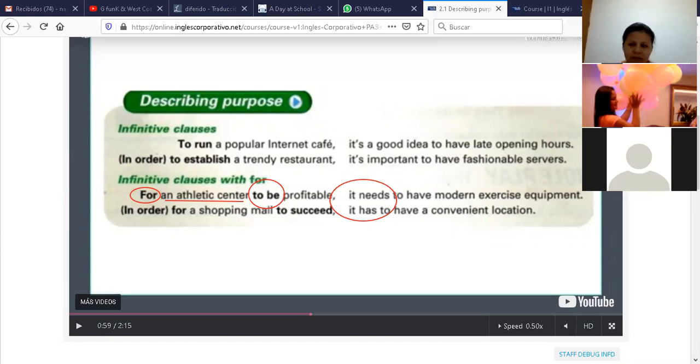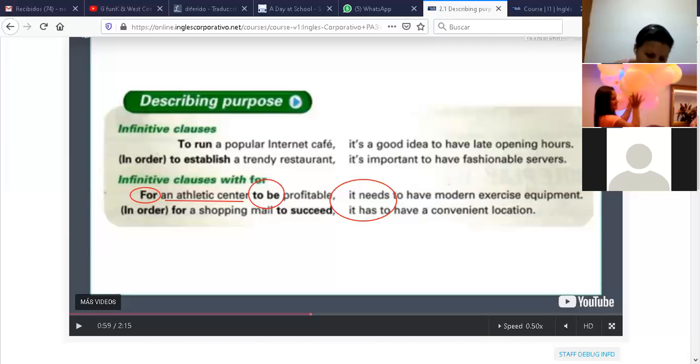Guys, I need you to please give me three more. Four, about four. Now, remember, it is difficult to come up with the full example at once, so let's go ahead and create it on the spot. For a shopping mall to be famous.